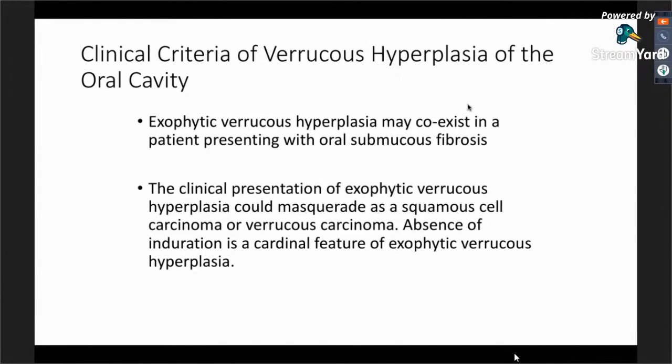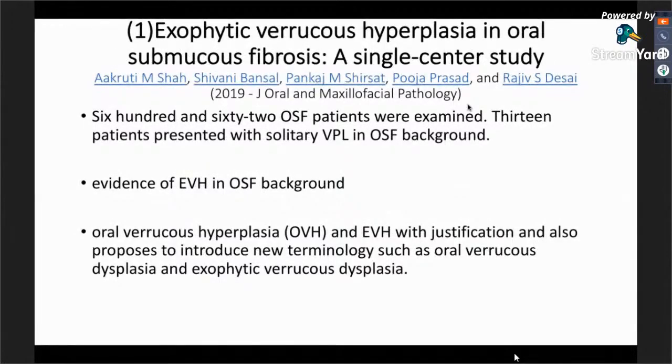There is a study which has just been published, exophytic verrucous hyperplasia in oral submucous fibrosis, where 662 OSF patients were examined, and they found that 13 patients presented with solitary verrucopapillary lesions in an OSF background. So oral verrucous hyperplasia and EVH, with justification, also proposes to introduce new terminologies such as oral verrucous dysplasia and exophytic verrucous dysplasia. So I didn't put it here, but just a little bit of explanation.